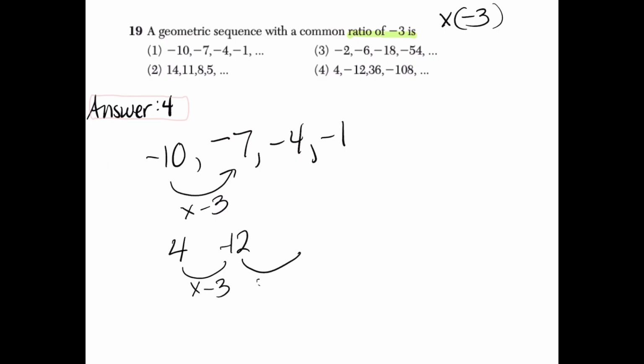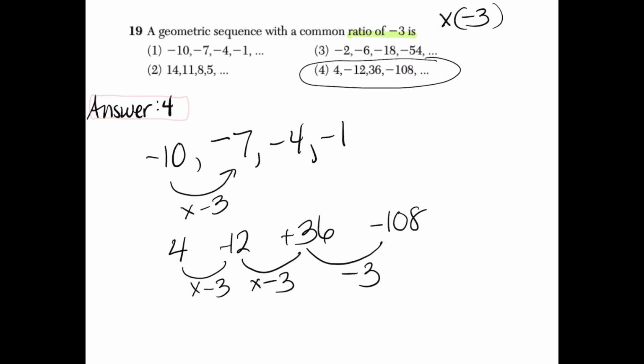If you multiplied it by -3 again, you would get 36. If you multiply this by negative 3, you will get negative 108. So that's all the common ratio is. When it's a ratio, we're multiplying to create a pattern. In this case, we're multiplying by negative 3. Hit pause and jot this down into your notes.